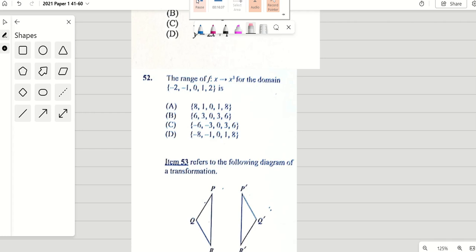Right? The range of f of x is x cubed. That's x to the power 3. Yes, it's x cubed. So they're telling you that f of x is equal to x cubed.